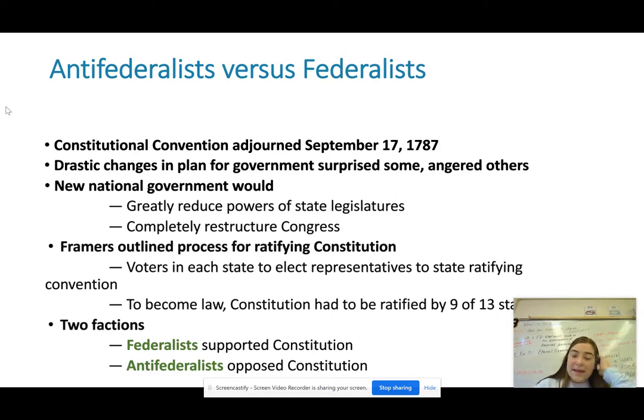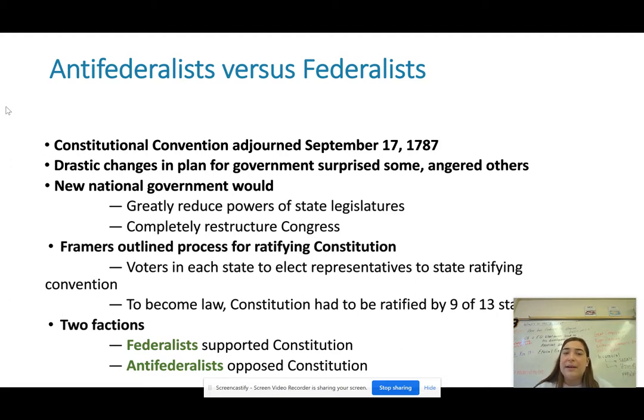We know that initially under the Articles of Confederation, there was only one branch of government, and it was the legislative branch, and it had equal representation per state, and there was only one house. The framers outlined the process for ratifying the Constitution. Voters in each state were to elect representatives to the state ratifying convention. And to become law, the Constitution had to be ratified by 9 out of the 13 states.